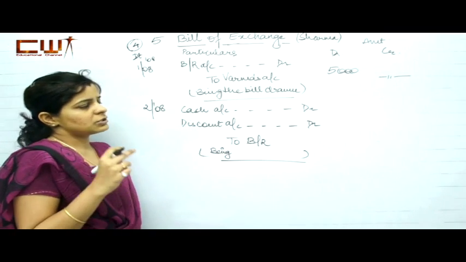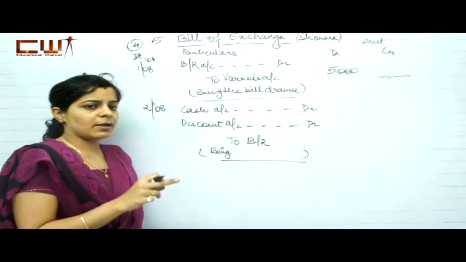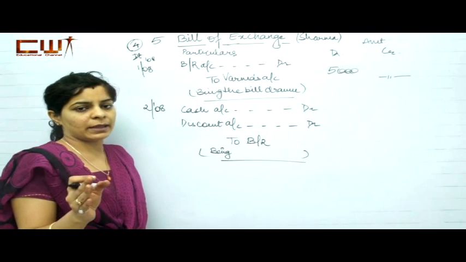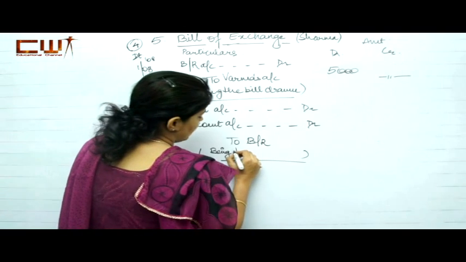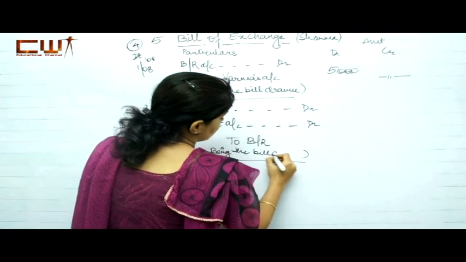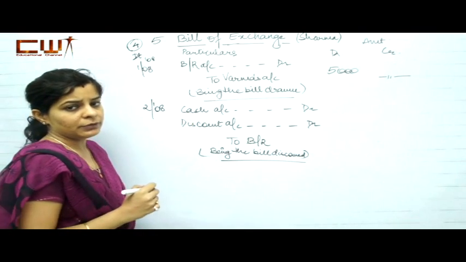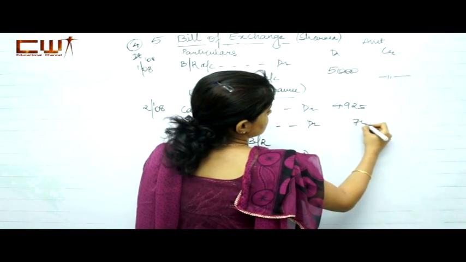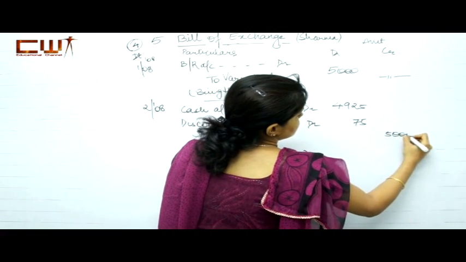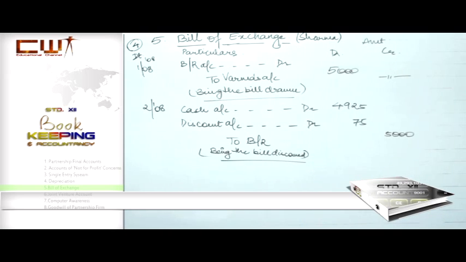See, the process is Sharma has drawn the bill on Verma. Verma accepts the bill and gives it back to the drawer. Now the drawer, that is Sharma, goes to the bank, presents the bill receivable and gets the money. Now the bill receivable is with the bank, being the bill discounted. How much? 4,925, and discount is 75. Total is 5,000. So he is getting 75 rupees less, and the total amount he is getting is 4,925.